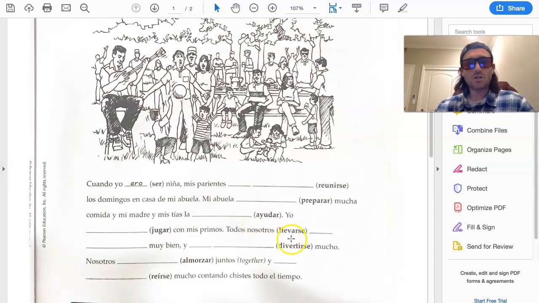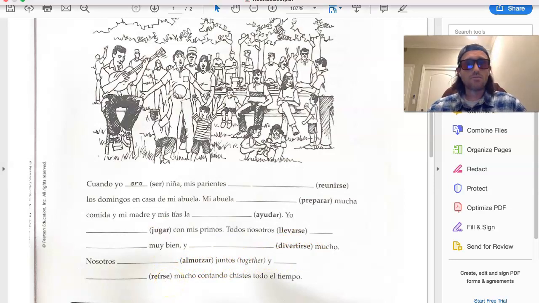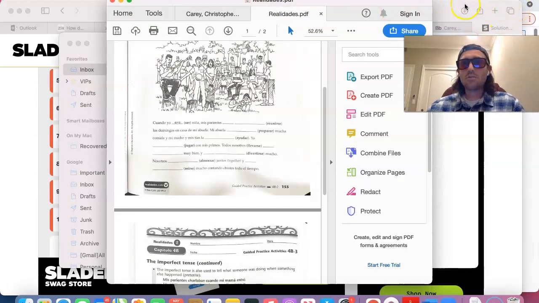Now, in terms of the conjugations, again, page 194 would be the place to go to, and you're probably wondering how to do these verbs that end in se, like reunirse, llevarse, divertirse, reírse. Of course, you guys could use Spanish Dictionary. You know that by now. You can go to Spanish Dictionary. You can look up those verbs. For example, reunirse.